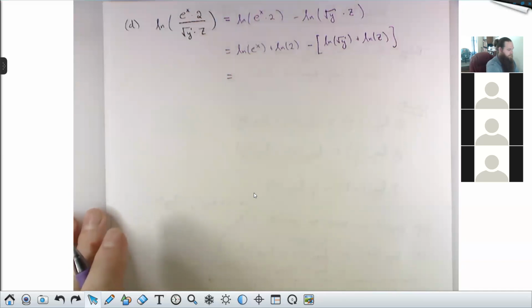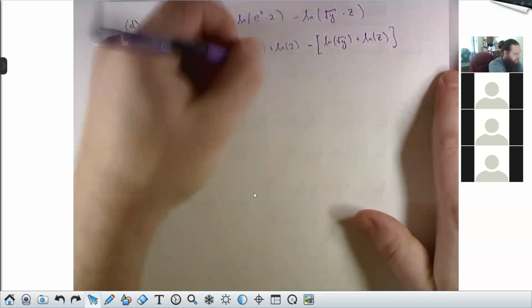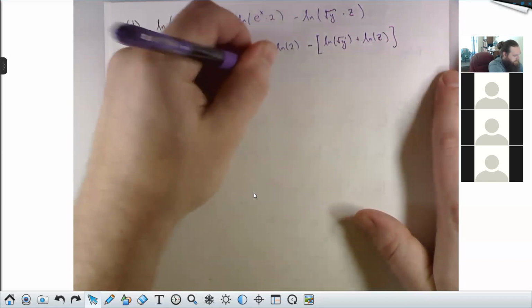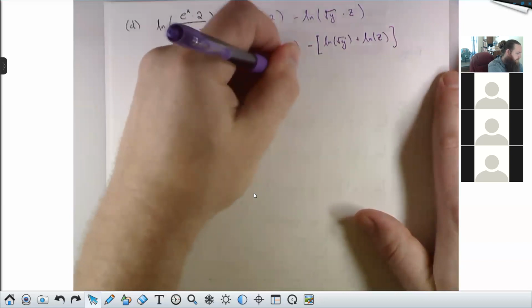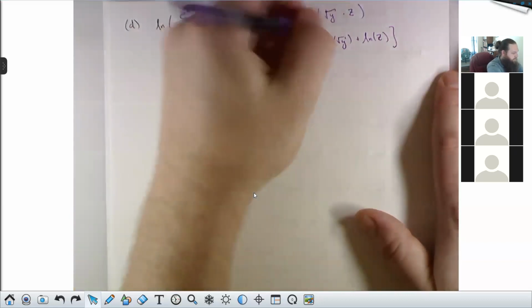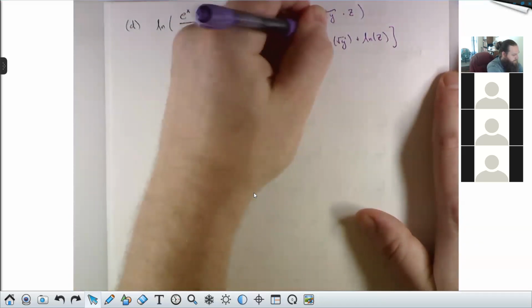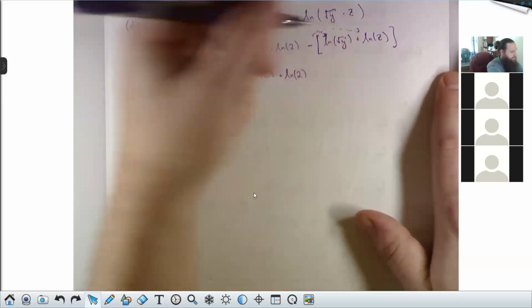x ln e. That's true. It's x times the natural log of e. We can write it like that. The ln of 2, there's nothing to be done there. It's just the ln of 2. Oh, wait, is ln of e also 1? The natural log of e is indeed 1. So we'll do that in the next step. That's fine.